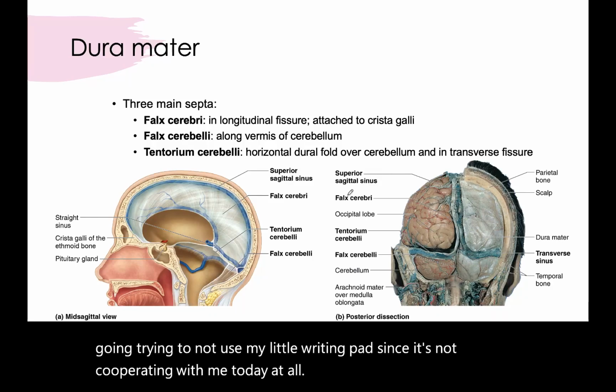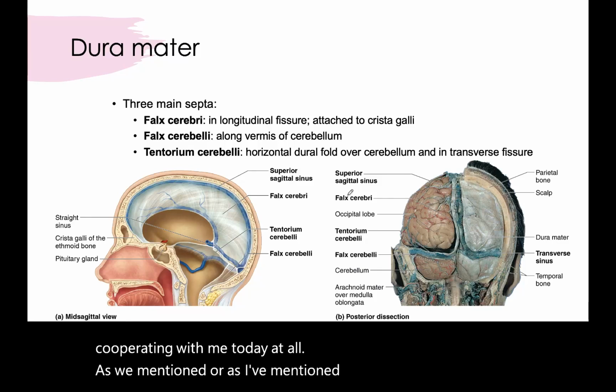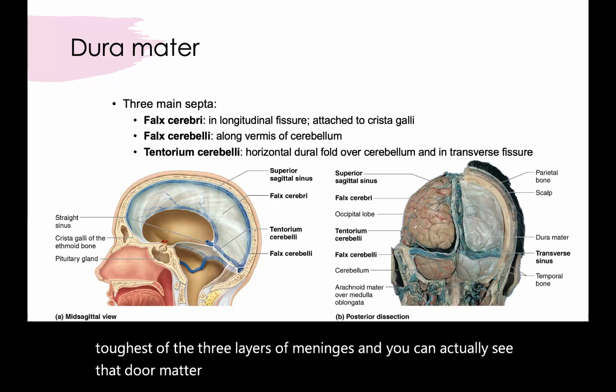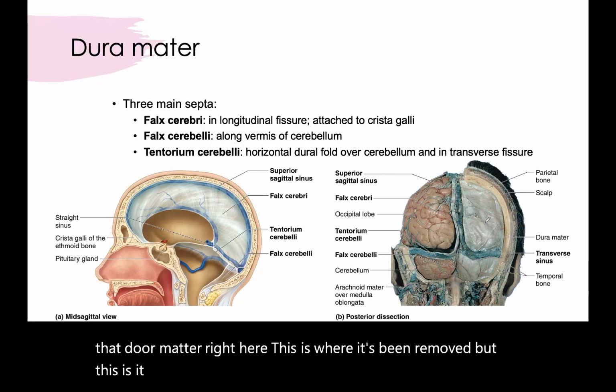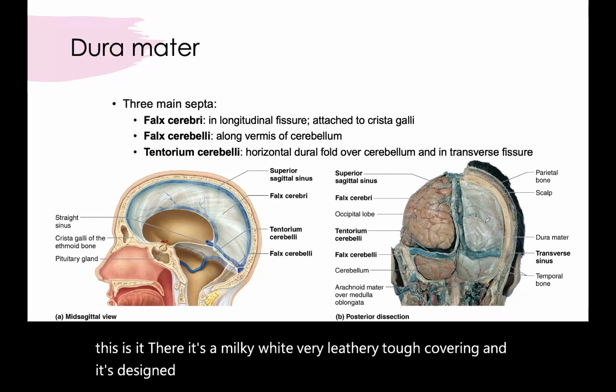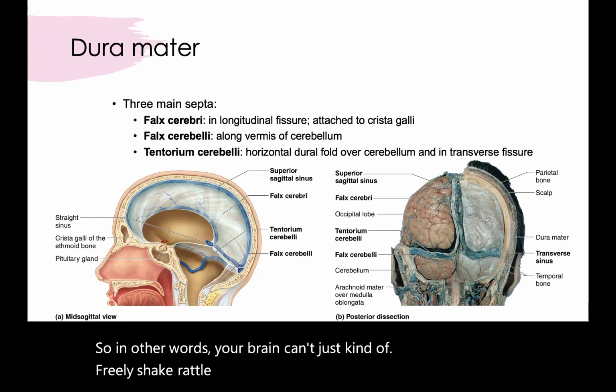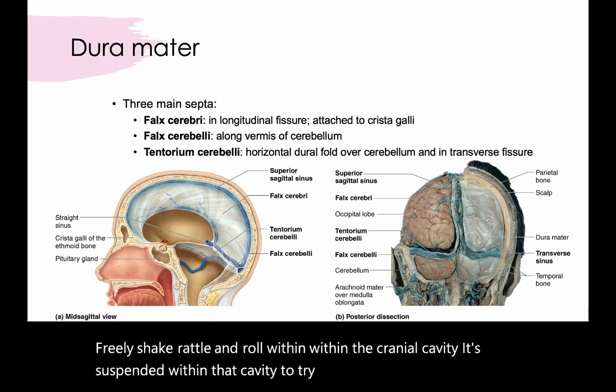As I've mentioned, the dura mater is the toughest of the three layers of the meninges. You can actually see that dura mater right here. This is where it's been removed, but this is it there. It's a milky white, very leathery, tough covering, and it's designed to anchor the brain within the cranial cavity. So your brain can't just freely shake, rattle, and roll within the cranial cavity. It's suspended within that cavity to try to prevent damage from occurring.